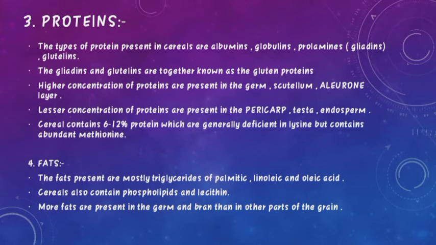Cereals contain 6 to 12% protein, which is generally deficient in lysine but contains abundant methionine. Later we will also learn about pulses, all the pulses, dals, and peas, which are rich in lysine but deficient in methionine, which is the opposite of cereals.